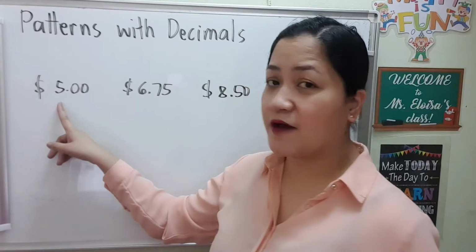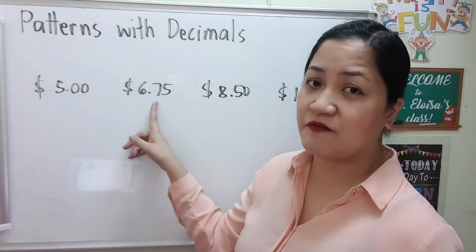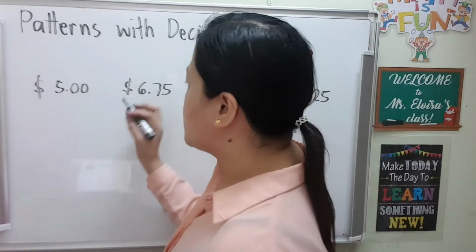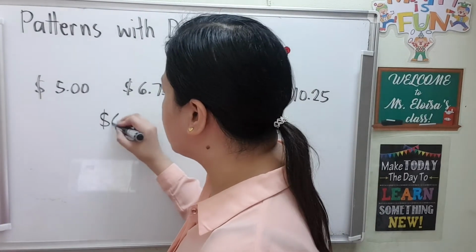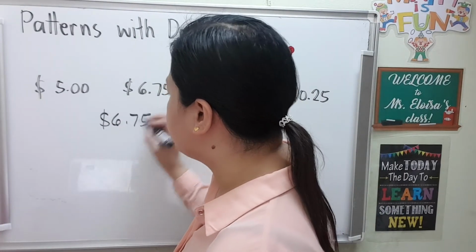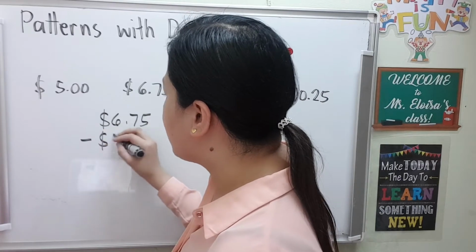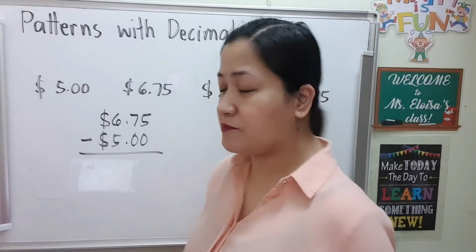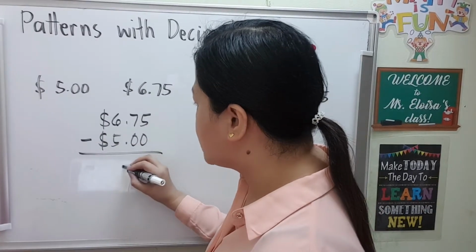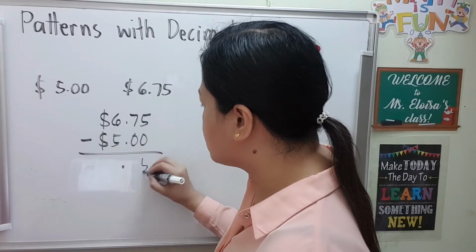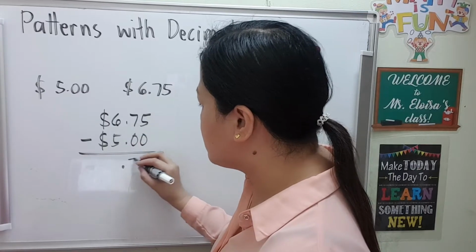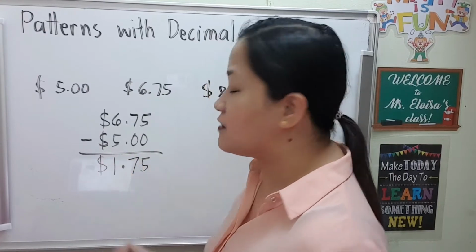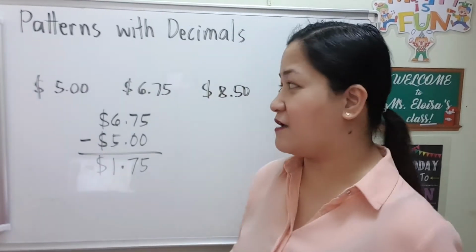So we have here $5 and $6.75. Let us find its difference. So we write first the bigger number, so that is 6.75 minus $5. So remember to align our decimal points. So put the decimal point. 5 minus 0 is 5. 7 minus 0 is 7. 6 minus 5 is 1. So the difference is 1.75.